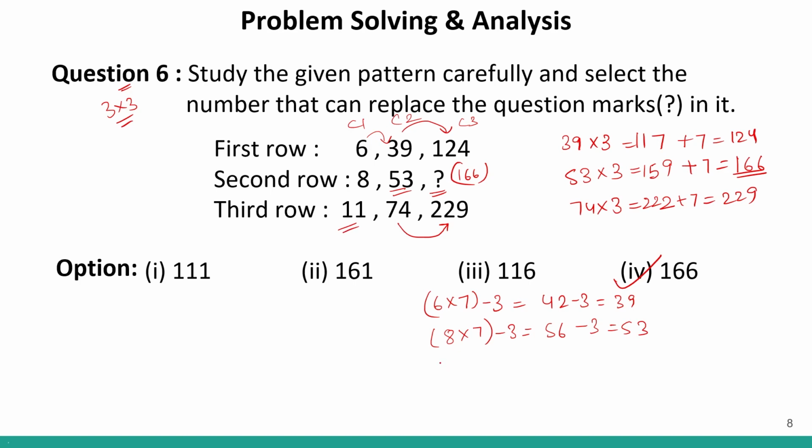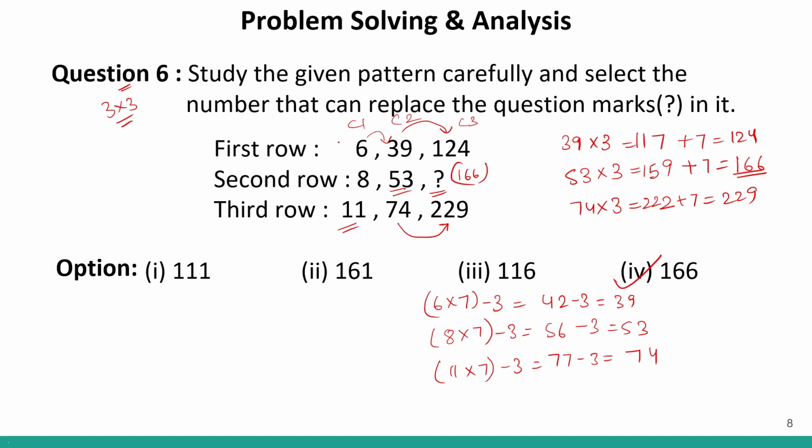Similarly, over here, if I multiply 11 by 7 and subtract 3, this will be 77 minus 3, which is equal to 74. So column 1 is related to column 2 and column 2 is related to column 3. If I have to make one equation for it, it will be very complicated. So what will the equation be?